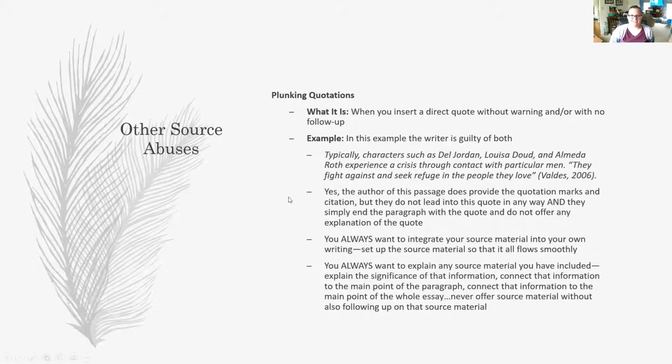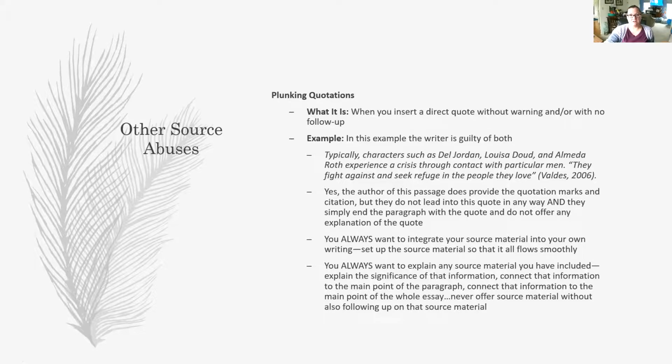Plucking quotations. This is where you have your own ideas, like typically characters such as Del Jordan, Louisa Dowd, and Almeda Roth experience a crisis through contact with particular men, period. And then all of a sudden the quote starts. They fight against and seek refuge in the people they love. Citation, end. Nothing that comes after it. Plucking quotations is where you literally just copied and pasted the quote and dropped it into the paragraph. You didn't introduce the quote, you didn't integrate it into your own writing, and you didn't follow up on it. You always have to integrate and explain.